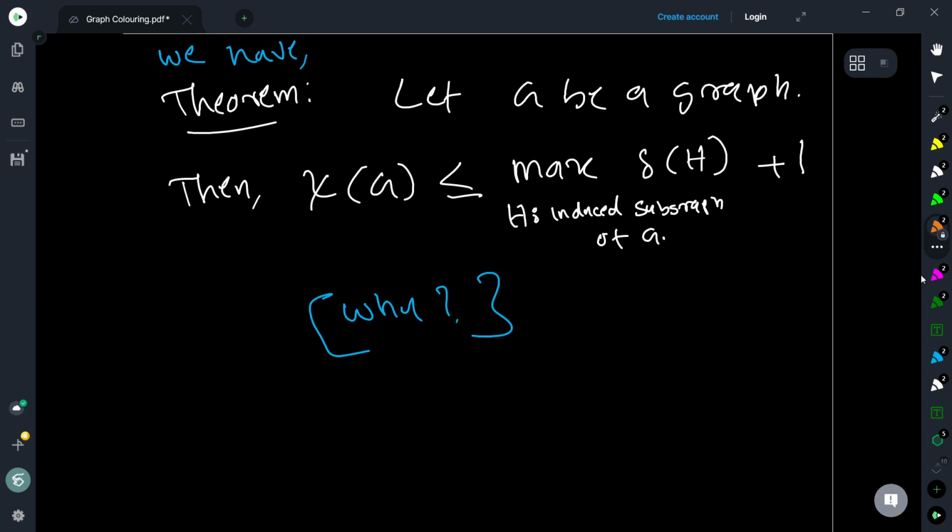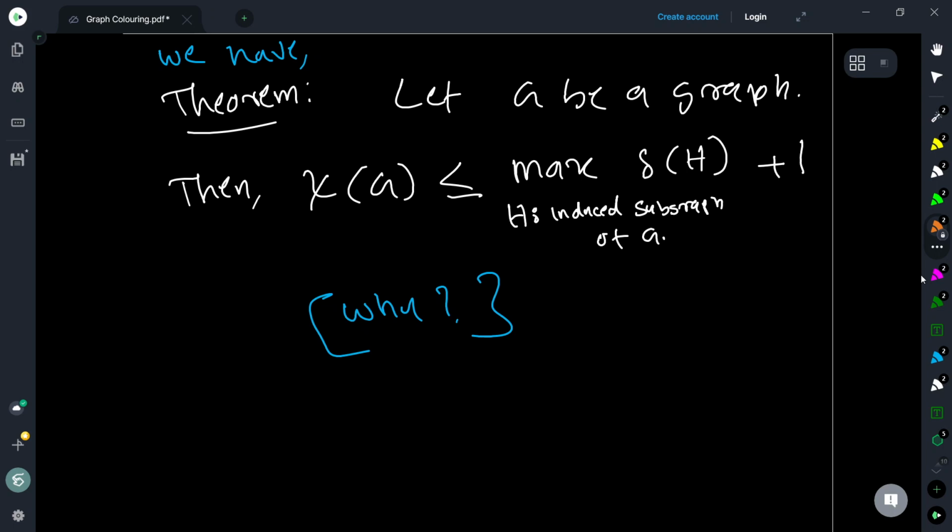So what is an induced subgraph? Basically, it's a graph obtained by just vertex deletion. You can delete nothing, which means that G itself is an induced subgraph. Then you can pick some set of vertices and delete them. The remaining graph is an induced subgraph.